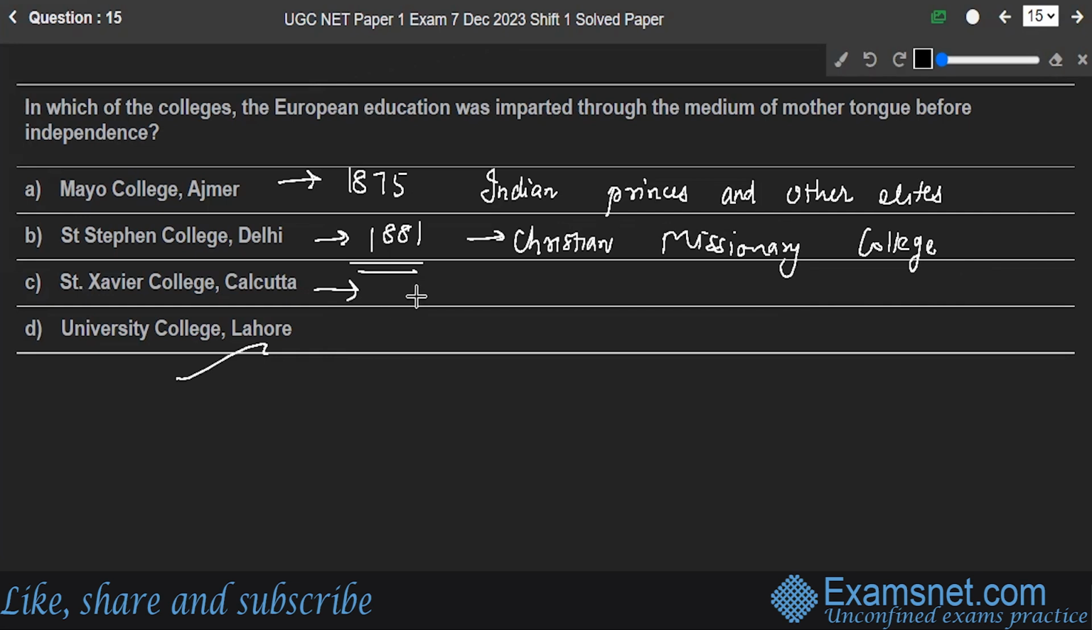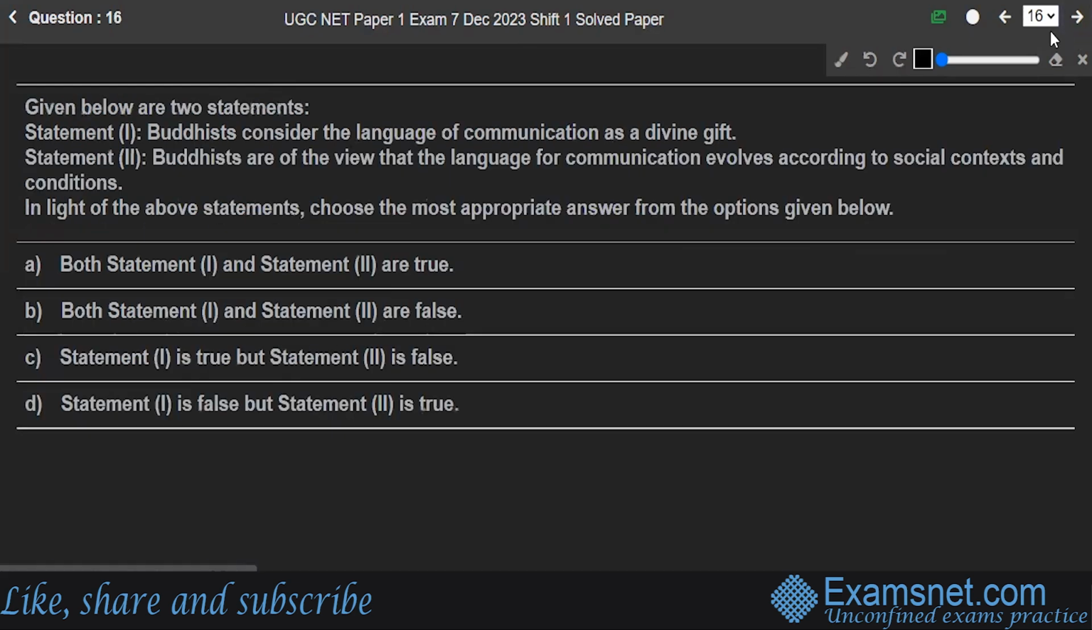Then you have St. Xavier's College, Calcutta. This was established in 1860. It was a Jesuit-run college affiliated with the University of Calcutta. The medium here was also English. And the last one, University College, Lahore, was formed in 1864. It was a government-run college affiliated with the University of Punjab. It was the first college in India where European education was imparted through the medium of mother tongue, Urdu. This is the right answer to the question. Hope you got that. Next is the 16th question.